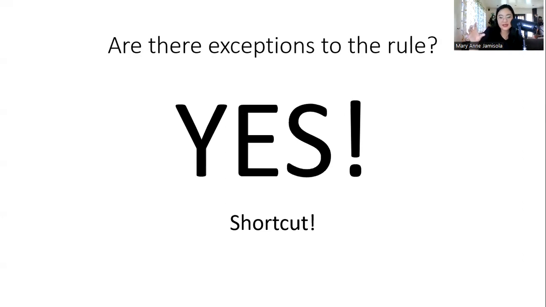So, imbis nga adto ka sa lowest court possible, kung mo fall ang imuhang case under the exceptions, pwede ka mo shortcut, dili na kakailangan mo agi sa lowest court possible. So, what are the exceptions to the rule? Unsa man nga mga instances nga makaingon ka nga pwede ka mo shortcut, pwede ka dili mo agi sa lowest court possible.